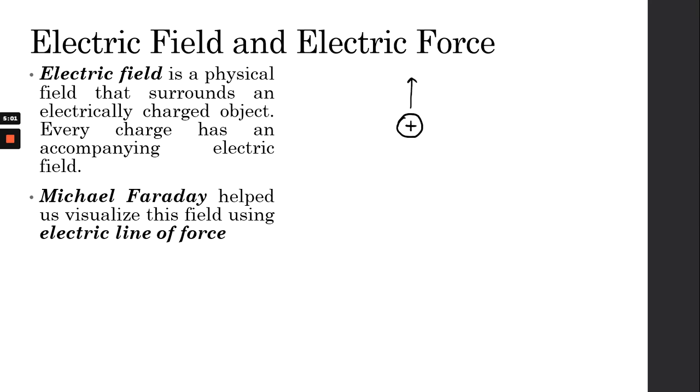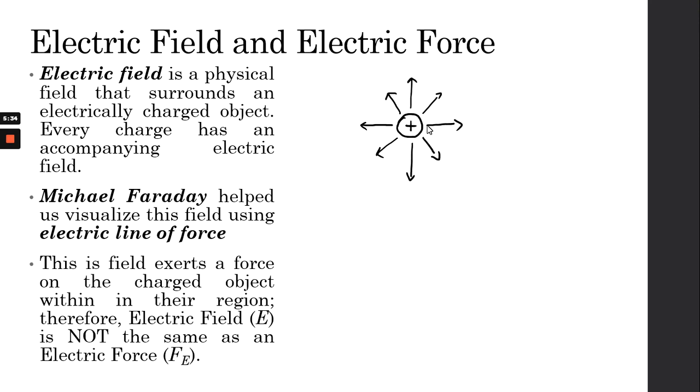Going in all directions, it's surrounding this charge. And I'm going to draw this field that is surrounding my charge into lines to kind of visualize my electric field. So you can think of these lines right here as the field itself. It's a physical field that surrounds a charge. And what this field does is actually exert the force onto the object.